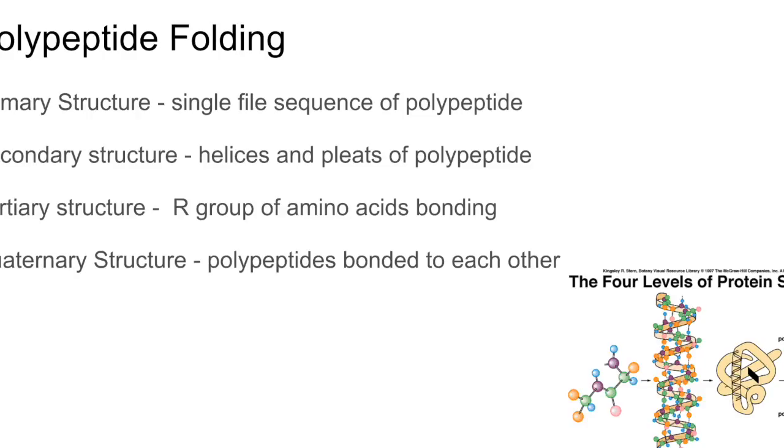Quaternary structures are formed when different chains of amino acids form bonds with each other, creating one big structure.